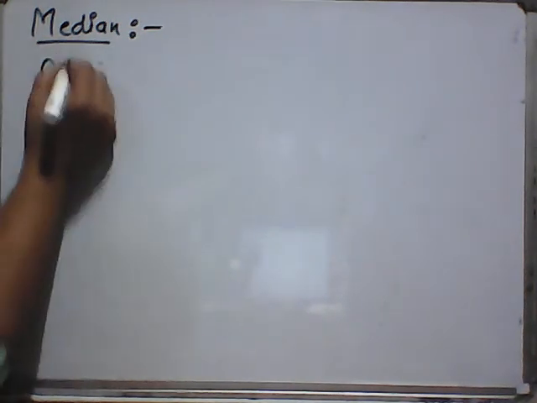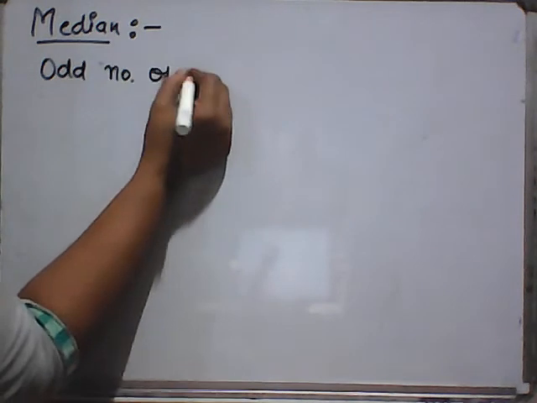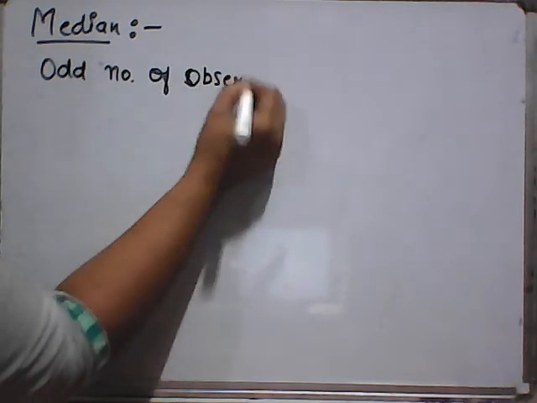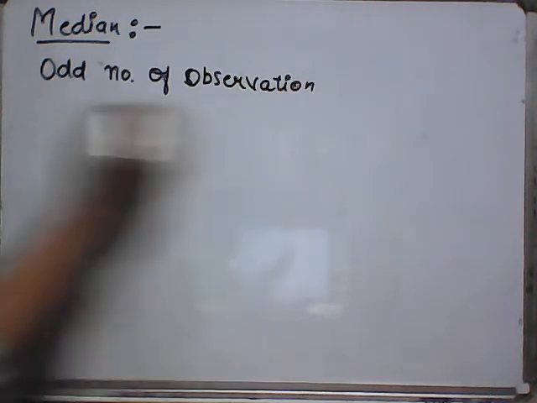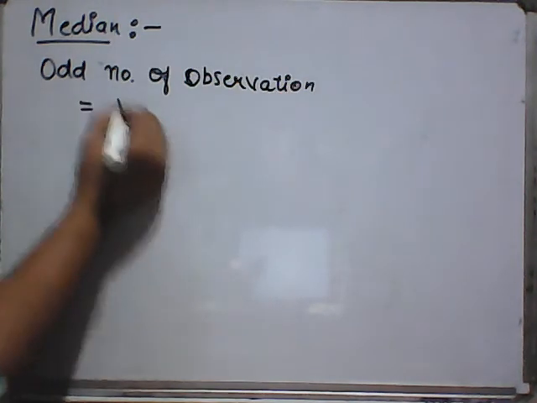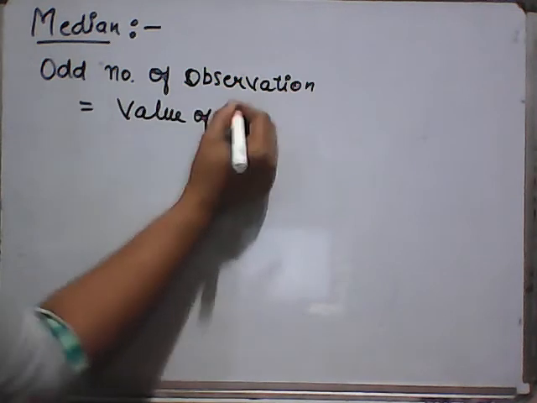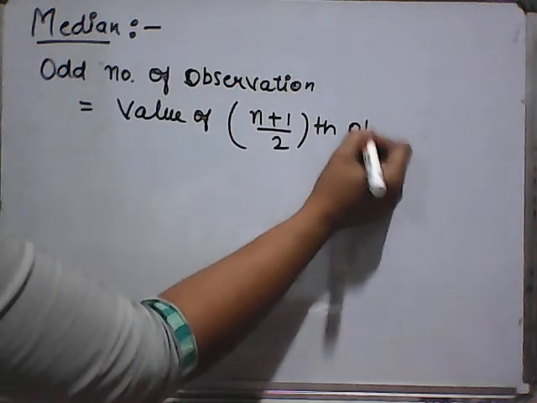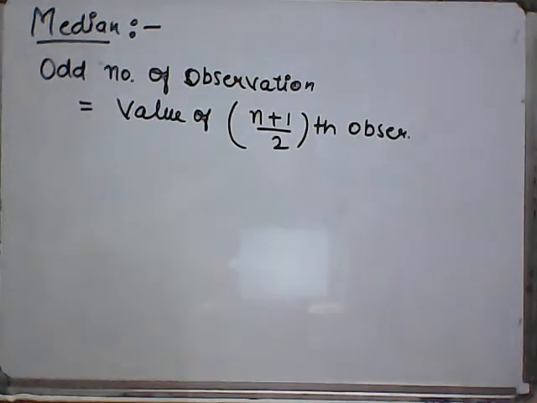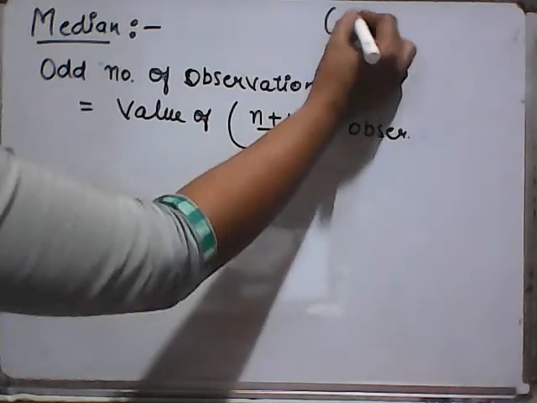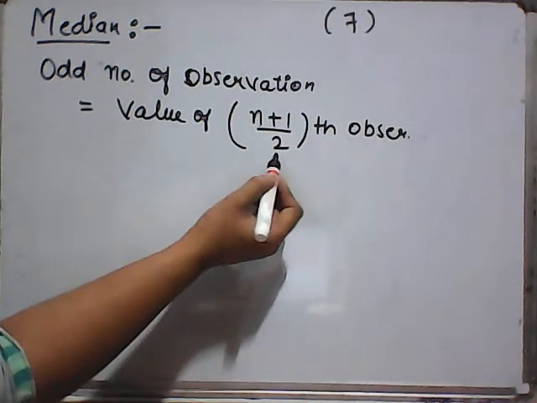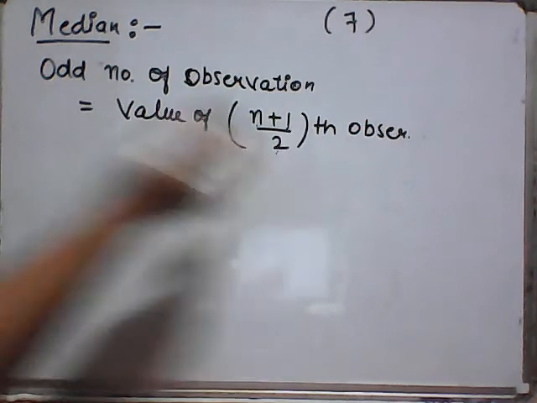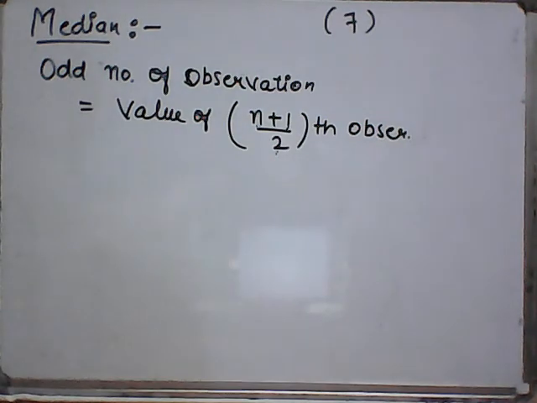If the data contains odd number of observations, we can find out the median as the value of the (n plus 1) by 2th observation. Suppose number of observations given to you is 7. Now 7 plus 1 divided by 2: 7 plus 1 is 8, 8 by 2 is 4. That means the fourth observation is the value of median.